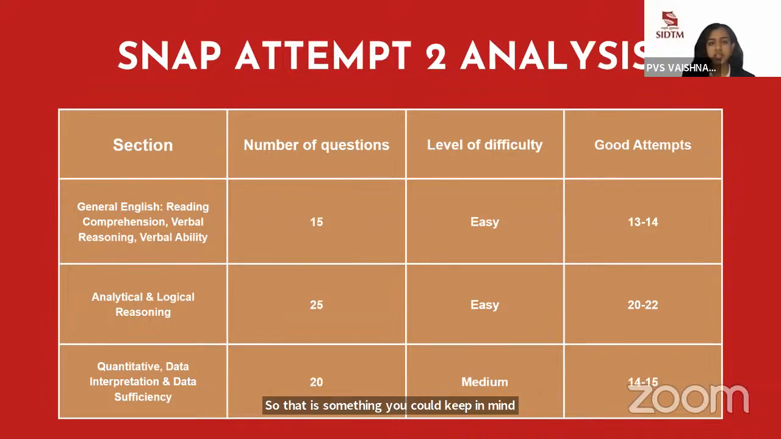Now coming to the second slot analysis of SNAP. Here as well, the general English section was in the easier zone. Analytical and logical reasoning was in the easier zone as compared to the first SNAP slot, and the quantitative aptitude section was in the moderate to easy zone. There were no major changes in terms of difficulty level from the first slot, or changes in pattern for that matter.